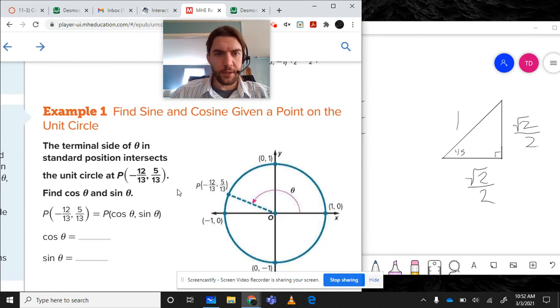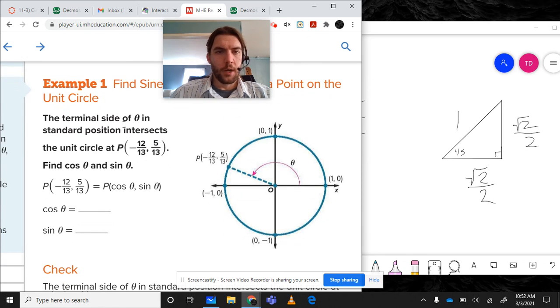Okay, so let's take a look at example number 1 here. Find sine and cosine given a point on the unit circle. The terminal side of this angle, theta, in standard position intersects the unit circle at -12/13 and 5/13. Find cosine of theta and sine of theta.